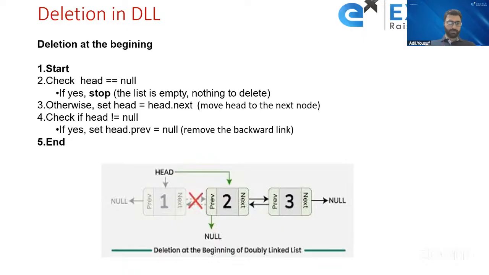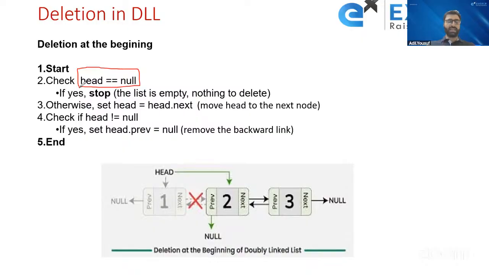Okay, let me explain it a bit further. See, first of all, we have to check if the list is empty. Right? For that purpose, what we are doing? We are simply checking if the list is empty, means if the head is equivalent to null. So we are checking it in order to check whether the list is empty or not.